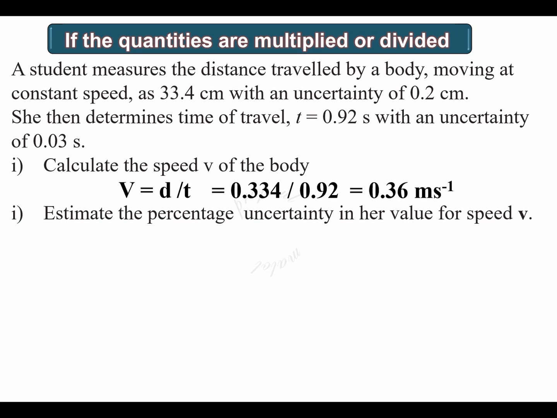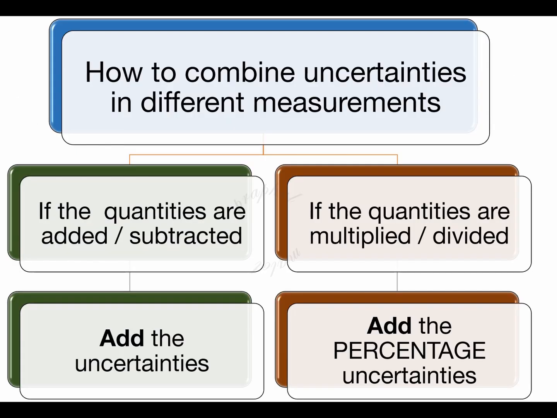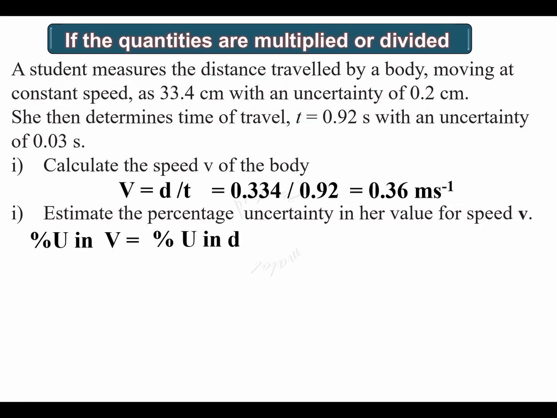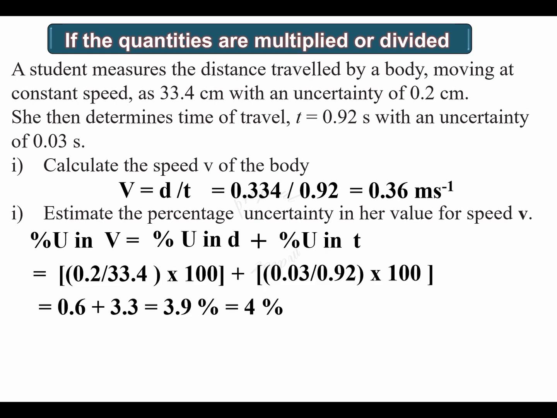You need to find a common unit for error, and that common unit is percentage. So both uncertainties you have to convert to percentage uncertainties, then add. Again, it's always addition whether the quantities are multiplied or divided. This is the total percentage uncertainty in velocity. So directly you won't get the uncertainty. You will get the percentage uncertainty.